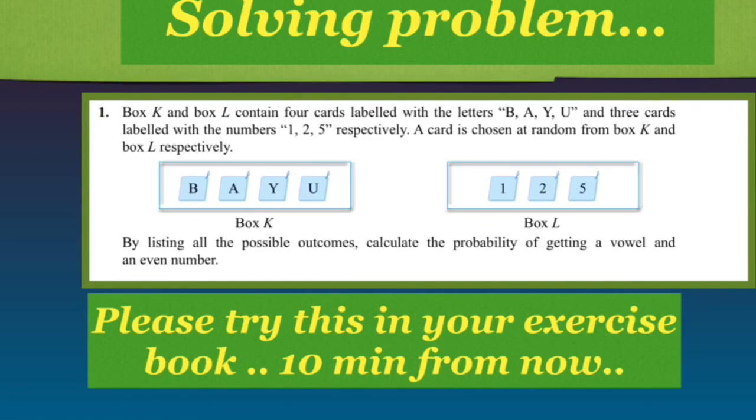Next, let's try this question. Box K and box L contain 4 cards labeled with letters B, A, Y, U, and 3 cards labeled with numbers 1, 2, 5 respectively. A card is chosen at random from box K and box L respectively. By listing all the possible outcomes, very important sentence, listing. You have to list out all the possible outcomes. Calculate the probability of getting a vowel and an even number. And it's very important. So please try this in your exercise book. Okay, I give you 10 minutes to try. Okay, good luck.